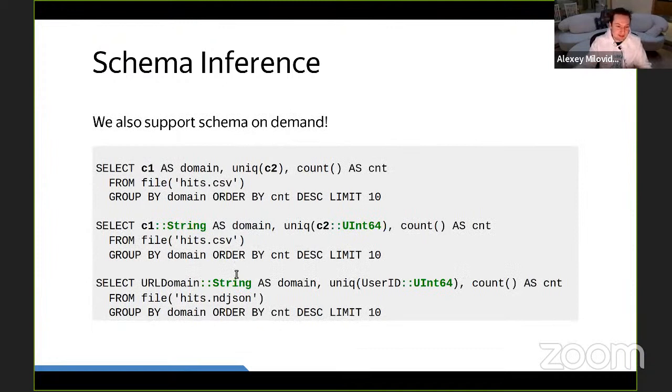So if you don't like to have all the columns as strings, we also support schema on demand. So you can specify data types explicitly on select. You can run the query as is, but the types will be just strings. You can specify explicitly that some column is actually uint64, and it will work more efficiently. It will give you the result that you expect.